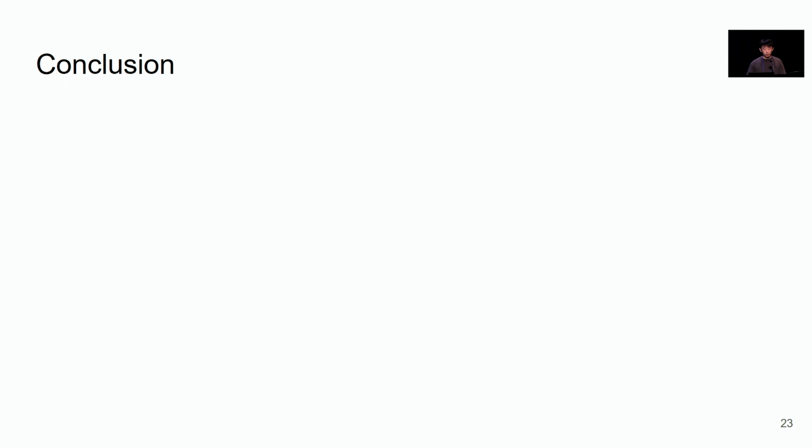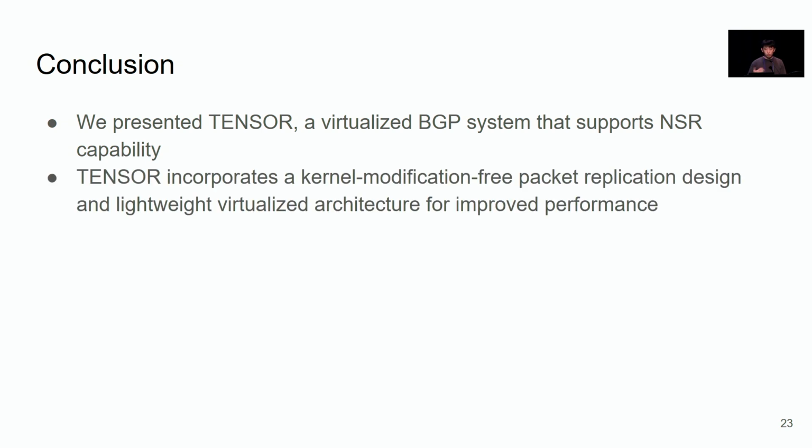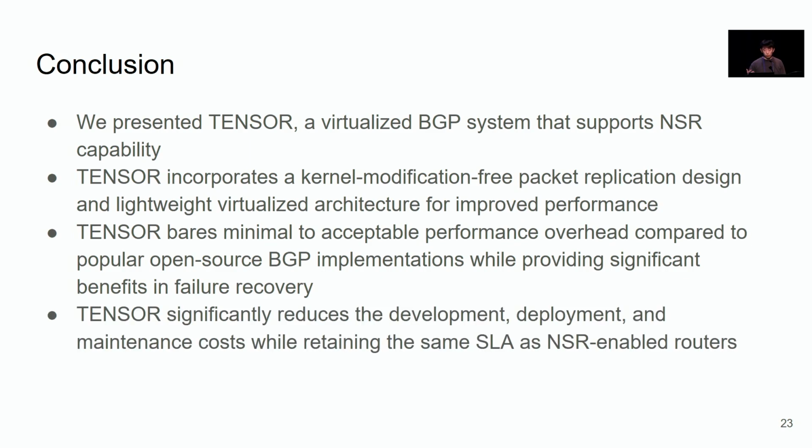So to conclude, we presented Tensor, a virtualized BGP system that supports NSR capability. There are two key design pieces: kernel-modification-free packet replication and a lightweight virtualized architecture. Tensor bears minimal to acceptable performance overhead compared to other BGP implementations while providing the NSR capability. And compared to the NSR-enabled router, Tensor significantly reduces the development, deployment, and maintenance costs.